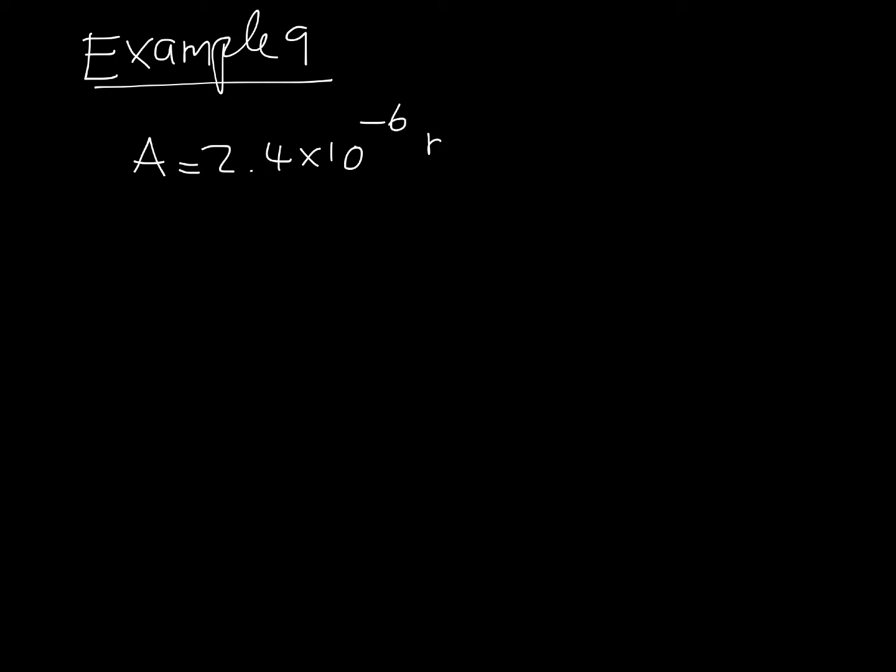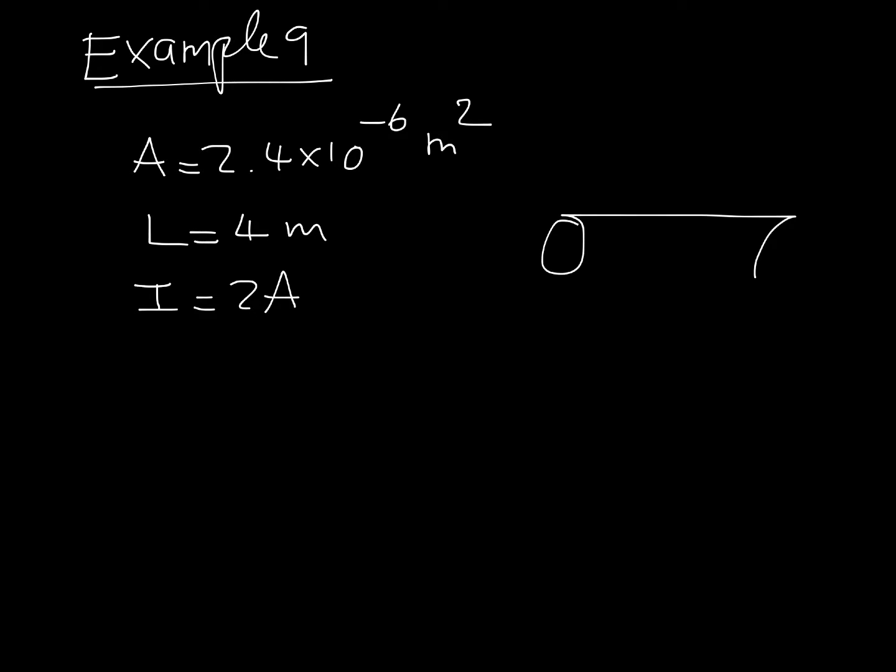Next and the last question, example 9. A copper wire has cross-sectional area A of 2.4 times 10 to the power of minus 6 meter square and length L of 4 meter. The current I is 2 ampere. Find the magnitude of the electric field along the wire.